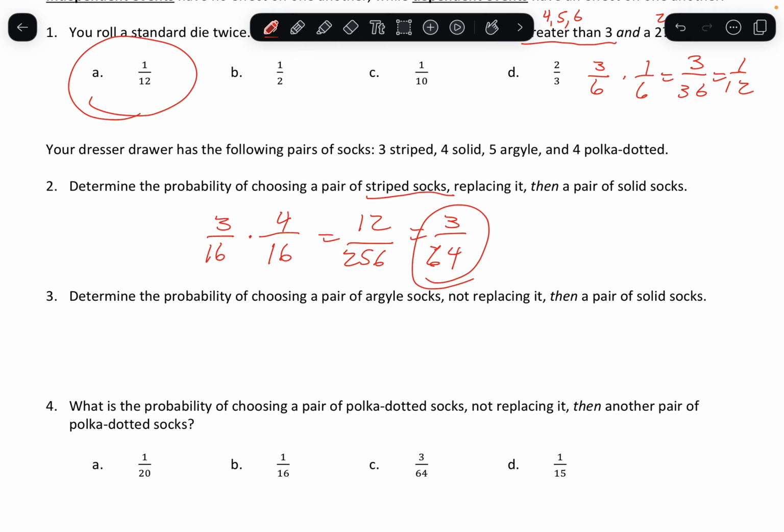All right, second time, we're choosing a pair of argyle socks. This time I've got 5 out of 16, not replacing it, and then a pair of solid socks. Now, since we are not replacing it, instead of having 16 socks in my dresser, I have 15 socks. We think about how many solid socks I have here. I had 4 solid socks. Multiply those two together, 20 on the top, and 16 times 15 on the bottom would be 240. That's 20 out of 240, which is 1 out of 12.